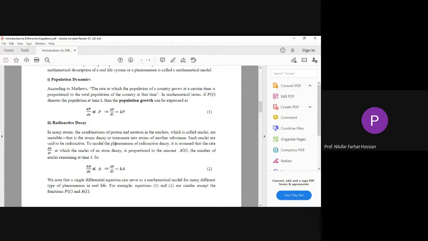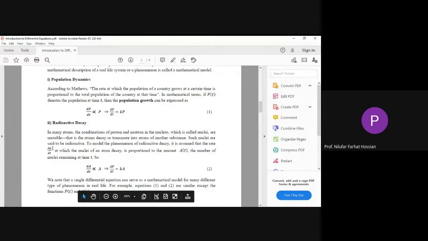To model the phenomenon of radioactive decay, it comes from the theory of physics. It is assumed that the rate dA by dt at which the nuclei of an atom decay is proportional to the amount A(t). A(t) is what? It is the number of nuclei at a particular time t. This A, the dependent variable, depends on t. It is the number of the nuclei present at a particular time t.